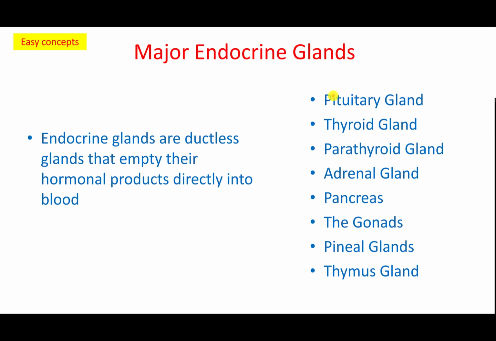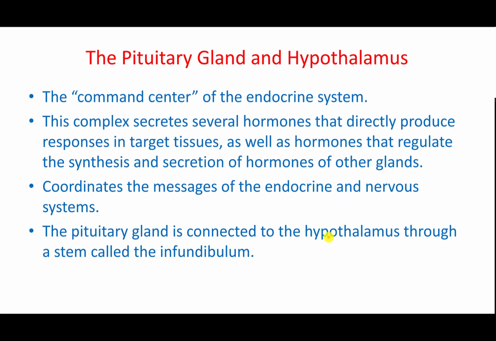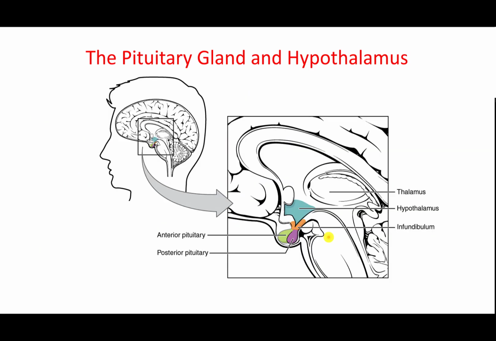Let's talk now about mainly the pituitary gland. Those are the glands that we will see in this chapter: pituitary, thyroid, parathyroid, adrenal, pancreas, the gonads, pineal, and the thymus glands. Mainly we will focus on the big glands of our body, those 5 or 6 glands, and we will touch base on the others and other organs that are secreting certain hormones in our body. The pituitary gland is called the master gland or the main gland of our body.